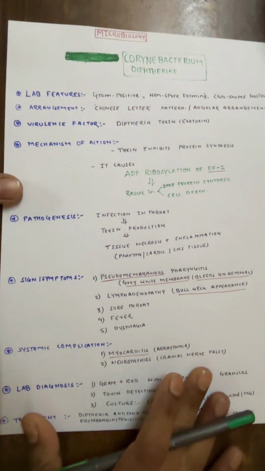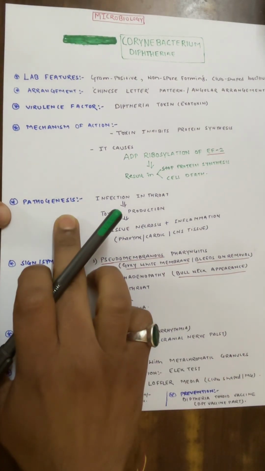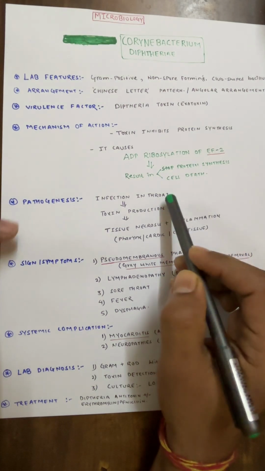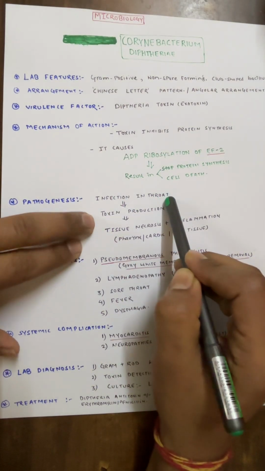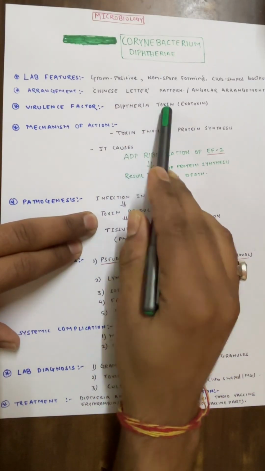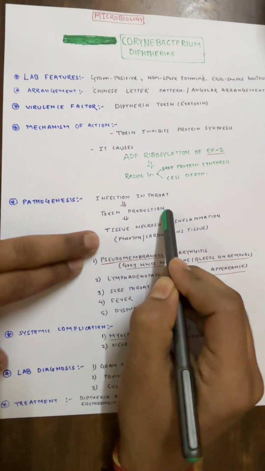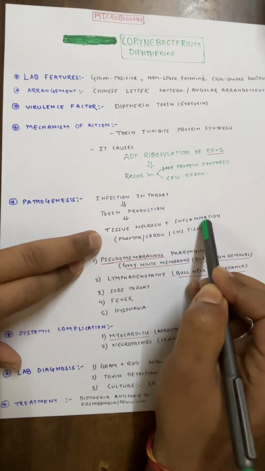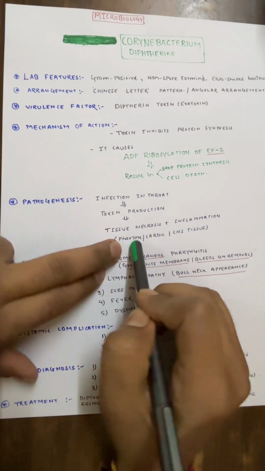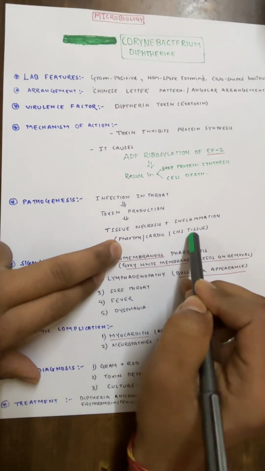Now, talking about the pathogenesis, how it actually causes disease in the human body. Suppose you got an infection in the throat. The toxin will be produced there, this diphtheria toxin, and it will cause tissue necrosis and inflammation over there, like in the pharynx, and in cardiac or CNS tissue.